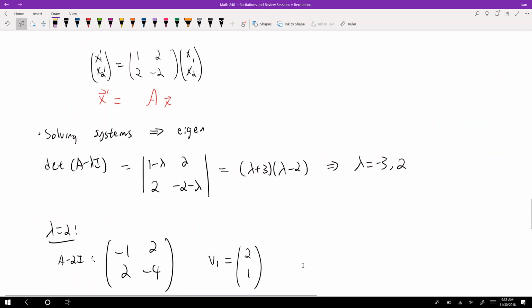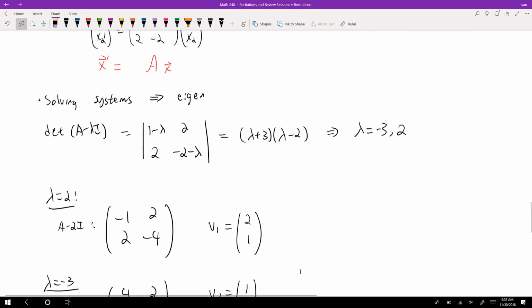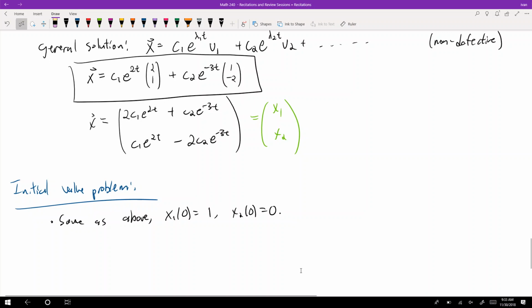All right, so it's literally the same problem up here, except now you have this extra condition: x1 at 0 is equal to 1, x2 at 0 is equal to 0. Okay, so what does this really look like? Another way to write it is x of 0 is equal to (1, 0), because x1 is the top guy and x2 is the bottom guy. So that's another way we can present the initial value problem.